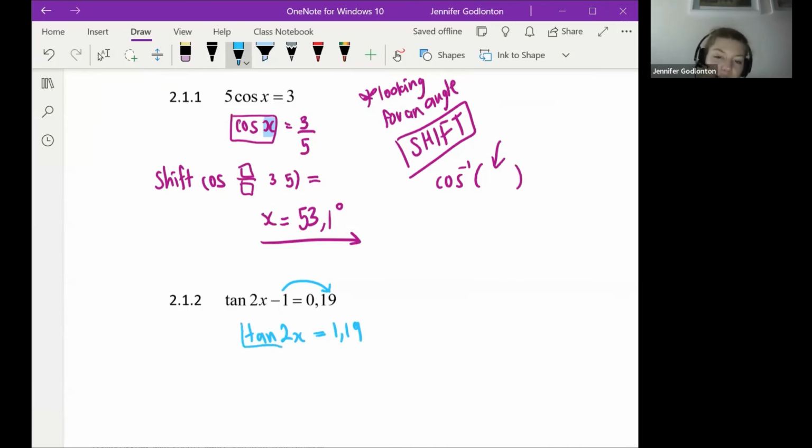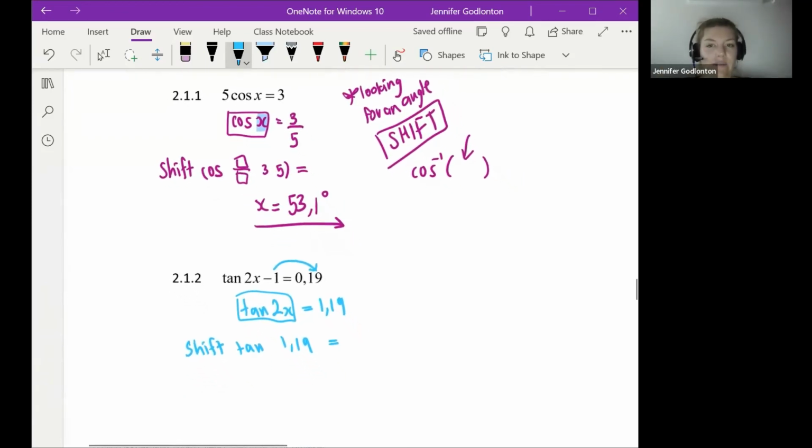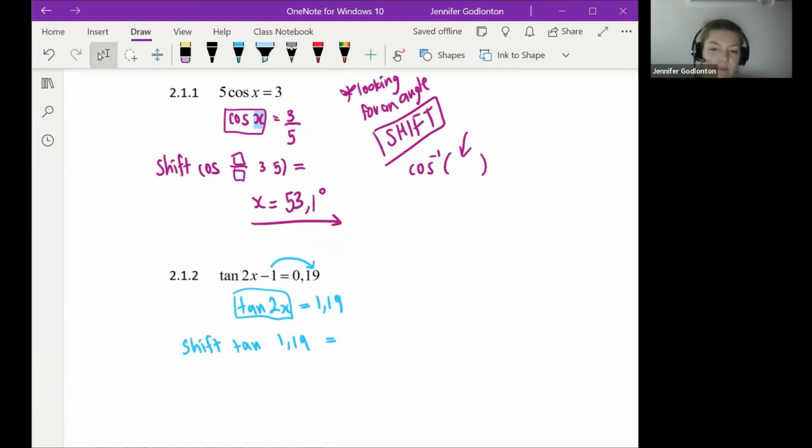Now our trig ratio is isolated. Okay, so at this point, we're now going to go into our calculator. So now we're going to say shift tan 1,19 equals, and you're going to tell me what you get when you do that. And don't round it off. So write down an answer with at least 5 decimal places.